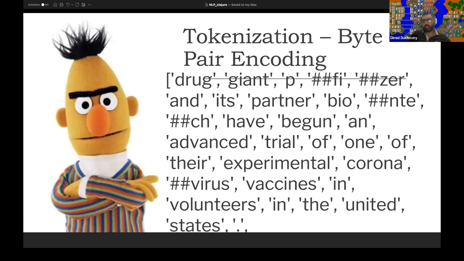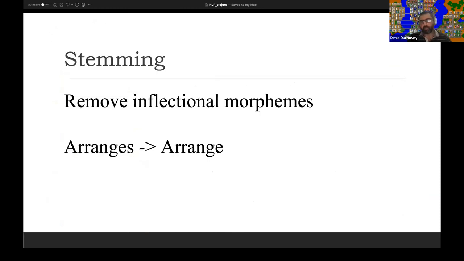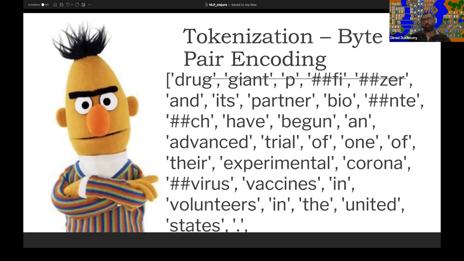Okay, so let's look at the byte-pair encoding version. Why do I have this crossed? Strikes, so I don't know. Okay, so we have, for example, drug giant Pfizer. For some reason it saw that Pfizer is made of three different tokens, and the same for BioNTech. But it dealt very well with coronavirus.